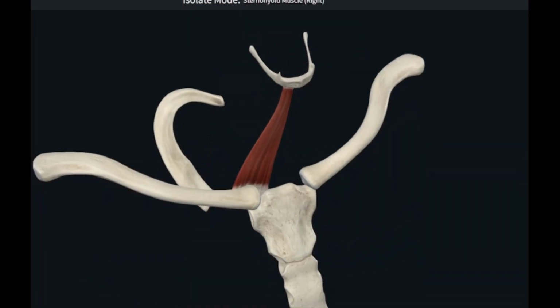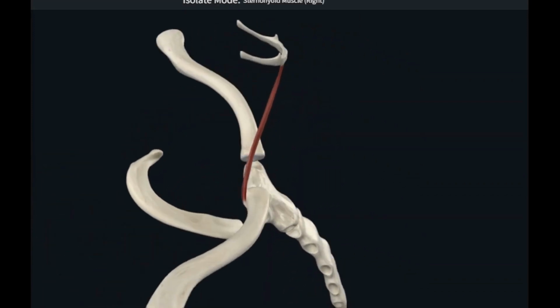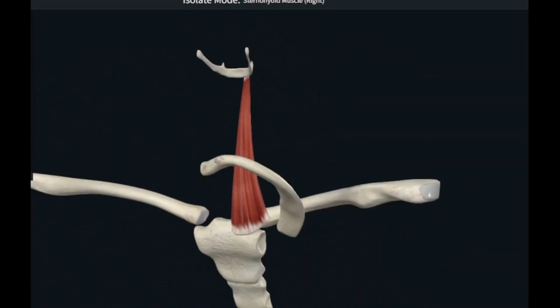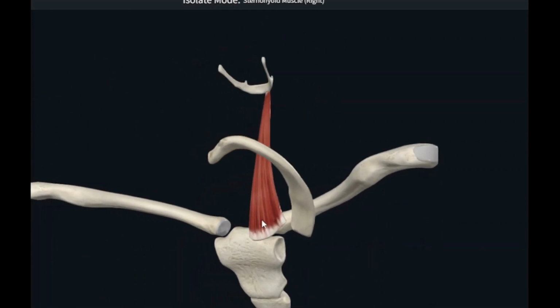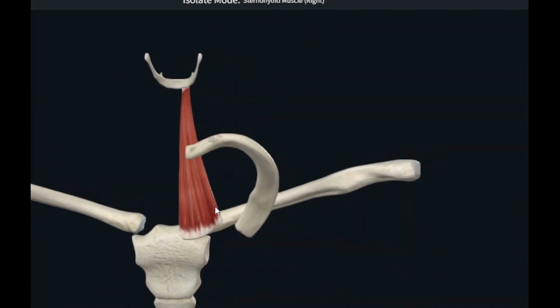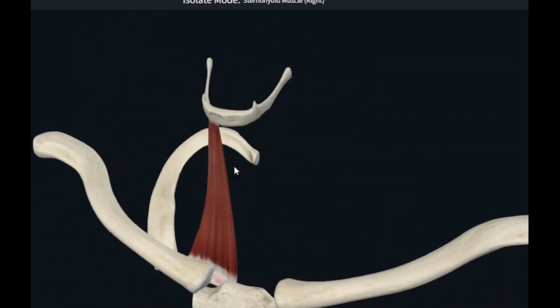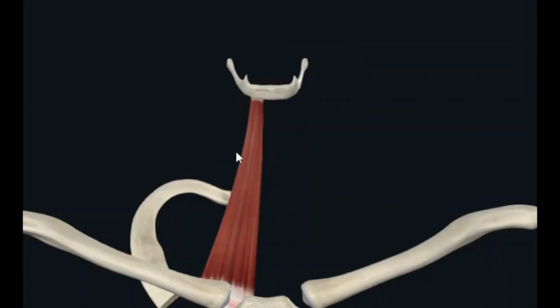Now, sternohyoid muscle. Sternohyoid muscle takes its origin from the posterior aspect of the manubrium of the sternum, and also from the posterior aspect of the medial part of the clavicle. The sternohyoid muscle depresses the hyoid bone after it has been elevated. So, sternohyoid muscle performs only one action. What action? The action is that it depresses the hyoid bone after it has been elevated.